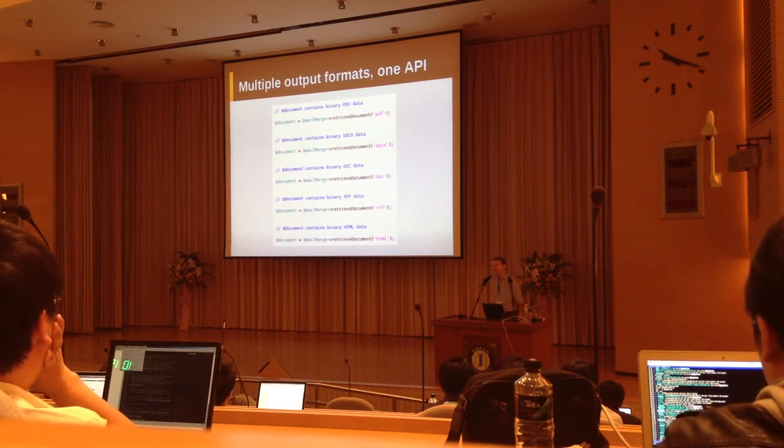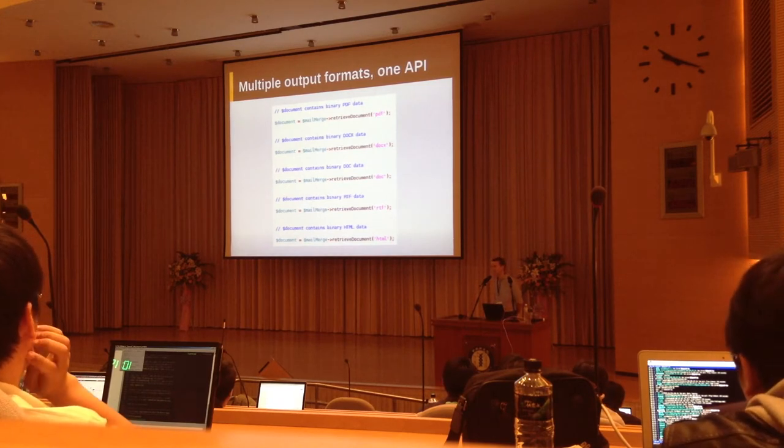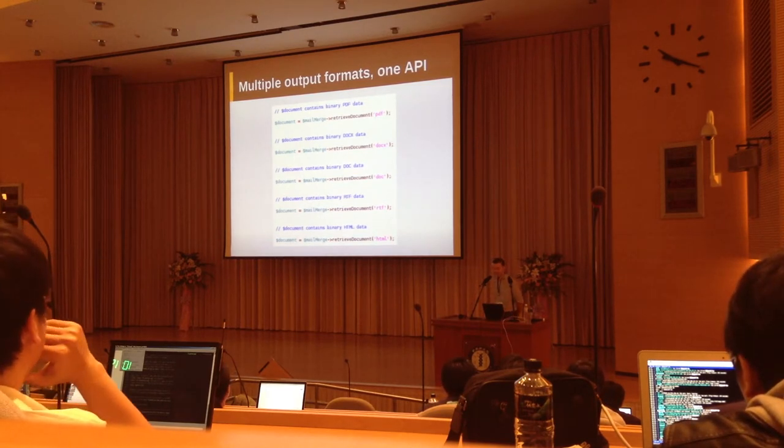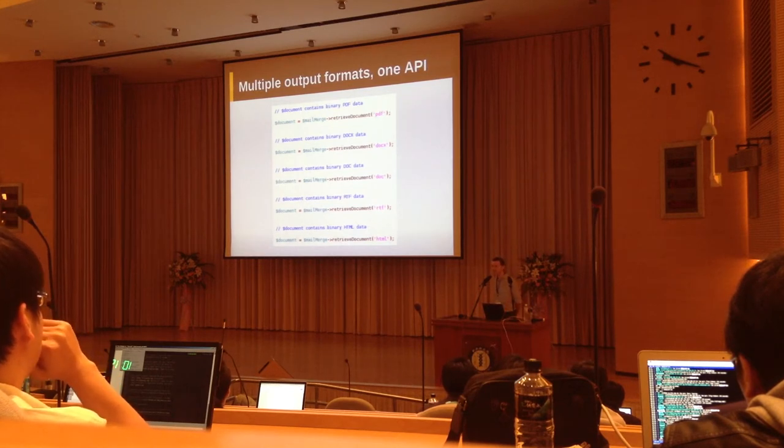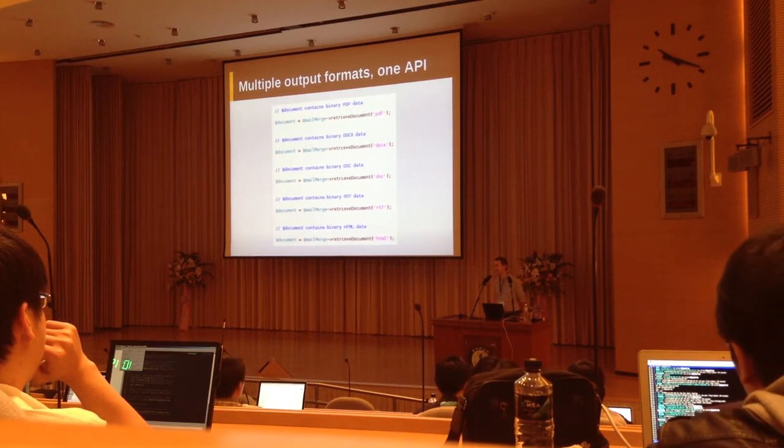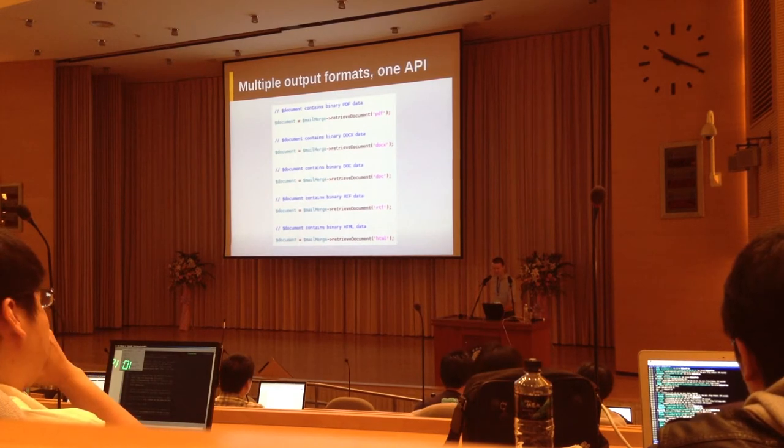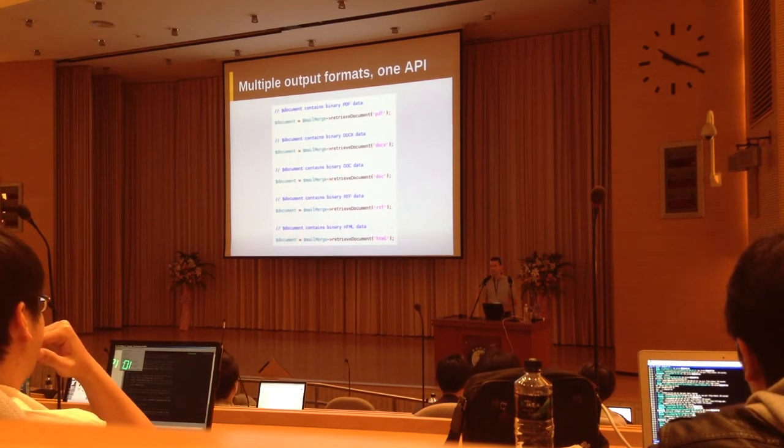The beauty of LiveDocs is that it supports many file formats. So whether you want a PDF file, a .docx file, a doc file, an RTF file, or an HTML file, you simply change the parameter of retrieve document, and that's all you have to do. So you have multiple output formats with only one API. Whether you want a PDF file or a .docx file, it's the same program logic. You simply have to change one parameter. And that's one of the coolest things, in my opinion, about LiveDocs.